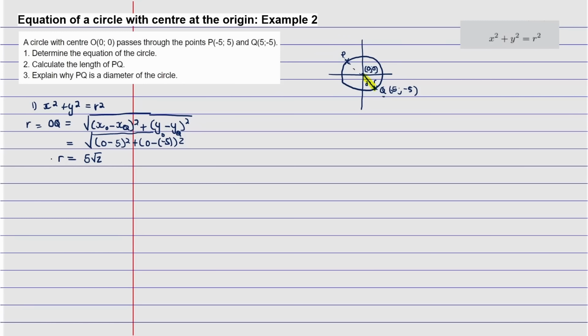Now let's substitute r into our equation. It's going to be x squared plus y squared is equal to 5 root 2 all squared. When you square that entire thing, you get 50. So x squared plus y squared equals 50 is the equation of the circle.